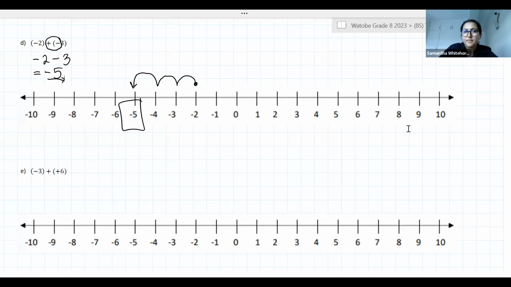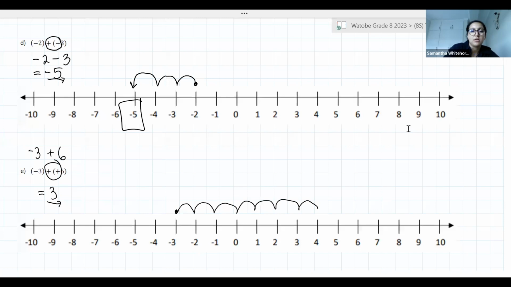Ma'am, E is +3. Excellent, well done. Yes. Remember that plus situation is a plus, so we've got -3 plus 6. I've got a -3 on my number line. I'm adding 6, so I'm moving 6 jumps. Whoops, that was a weird looking jump. 6 jumps to the right.